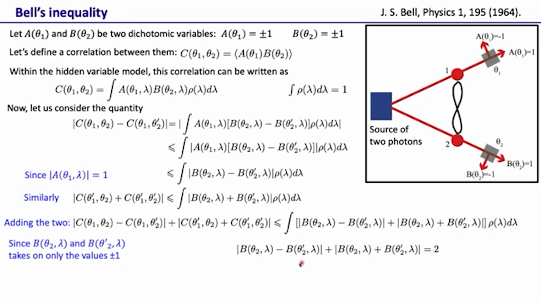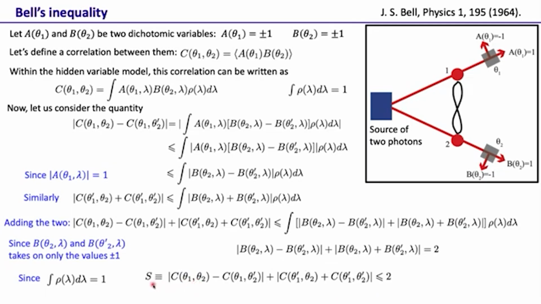So if this quantity is 2, and we also have that ∫ρ(λ)dλ, the distribution of the hidden variable, of course has to equal 1. That means this integral gives us 2 times a normalized quantity, so this quantity is less than or equal to 2. So we find that C(θ1,θ2) minus C(θ1,θ2') plus C(θ1',θ2) plus C(θ1',θ2'), which we had constructed, is less than or equal to 2. That means in no experimental situation can we find this quantity to be more than 2.